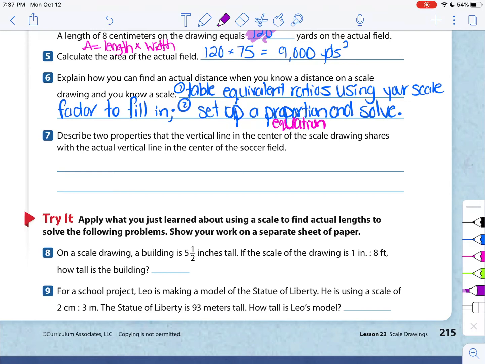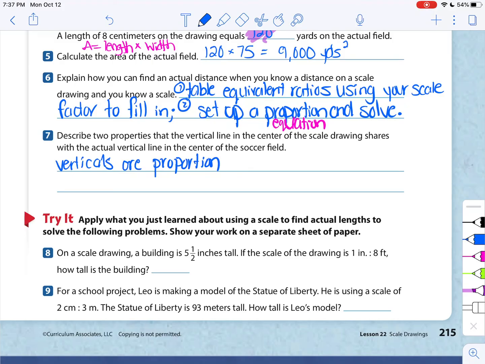So there's two things you may have noticed about this vertical line. Actually there's probably 3 things. So the vertical lines are proportional. The vertical line of the actual compared to the vertical line of your drawing is going to be proportional, just like your word length and width are proportional.